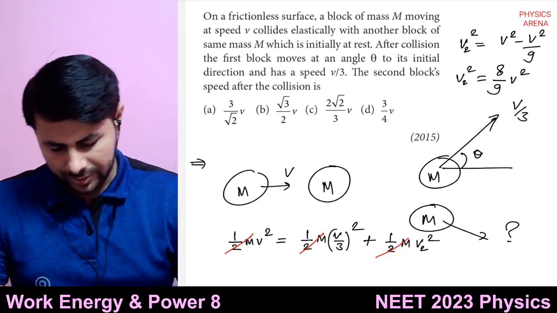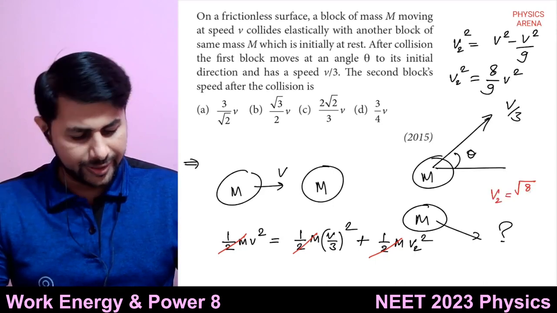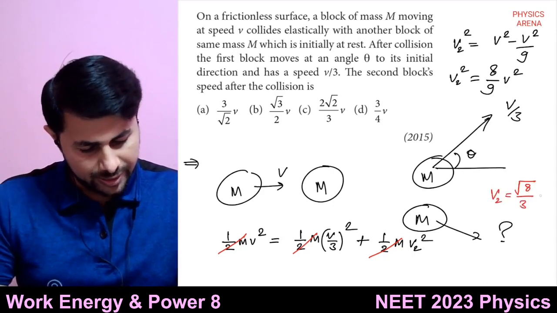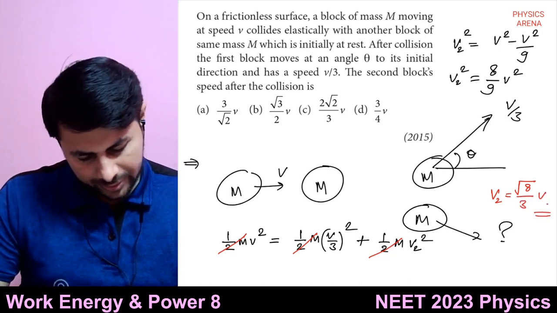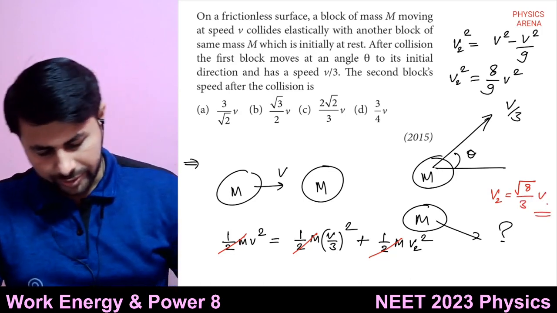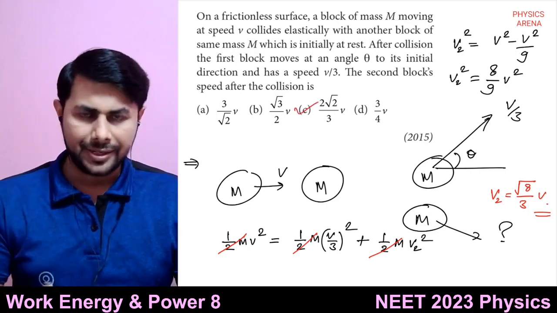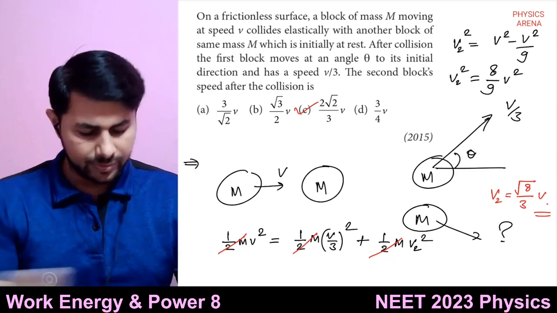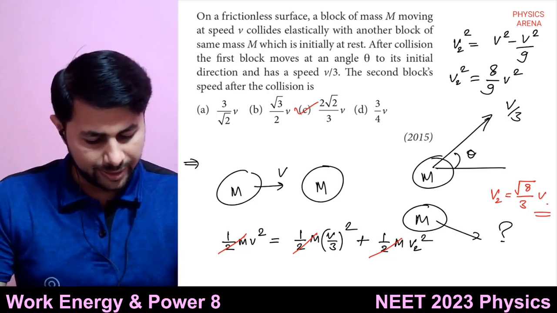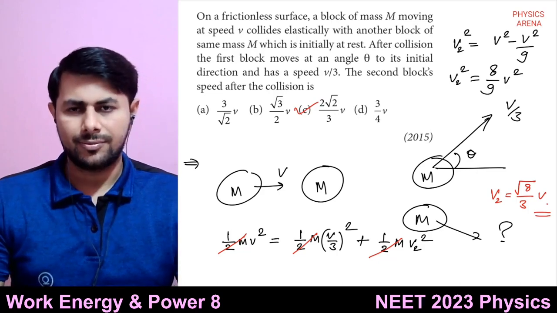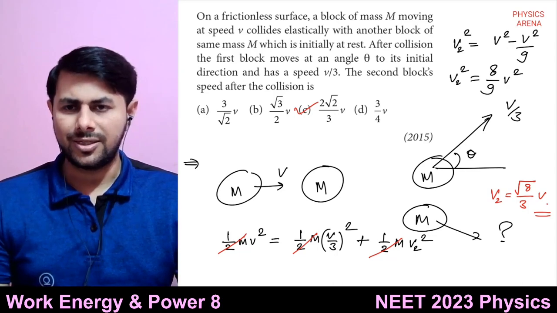So v2 equals square root of 8 by square root of 9. Square root of 9 is 3 times v. This is the answer. Yes, 2 root 2. Option C is the answer, because 8 can be written as 4 times 2, and square root of 4 is 2. 2 times root 2 divided by 3. This is the answer. Got it? Yes, no?